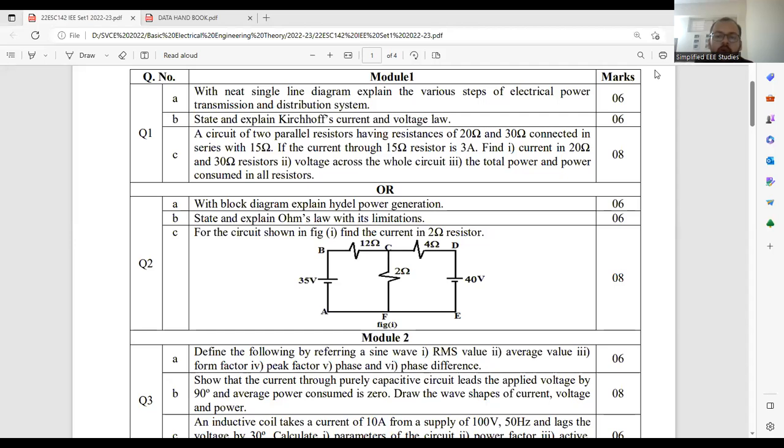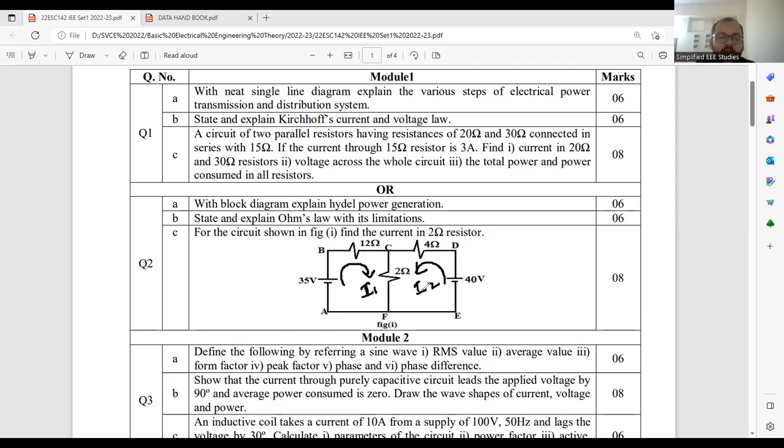Now let me move on to another question. So please refer to the question. For the circuit shown in figure 1, find the current flowing through the 2 ohm resistor. First of all, you have to identify how many loops are there. There are 2 loops. So mention the direction. Let me call this I1. Let me call the current flowing through loop 2 I2.